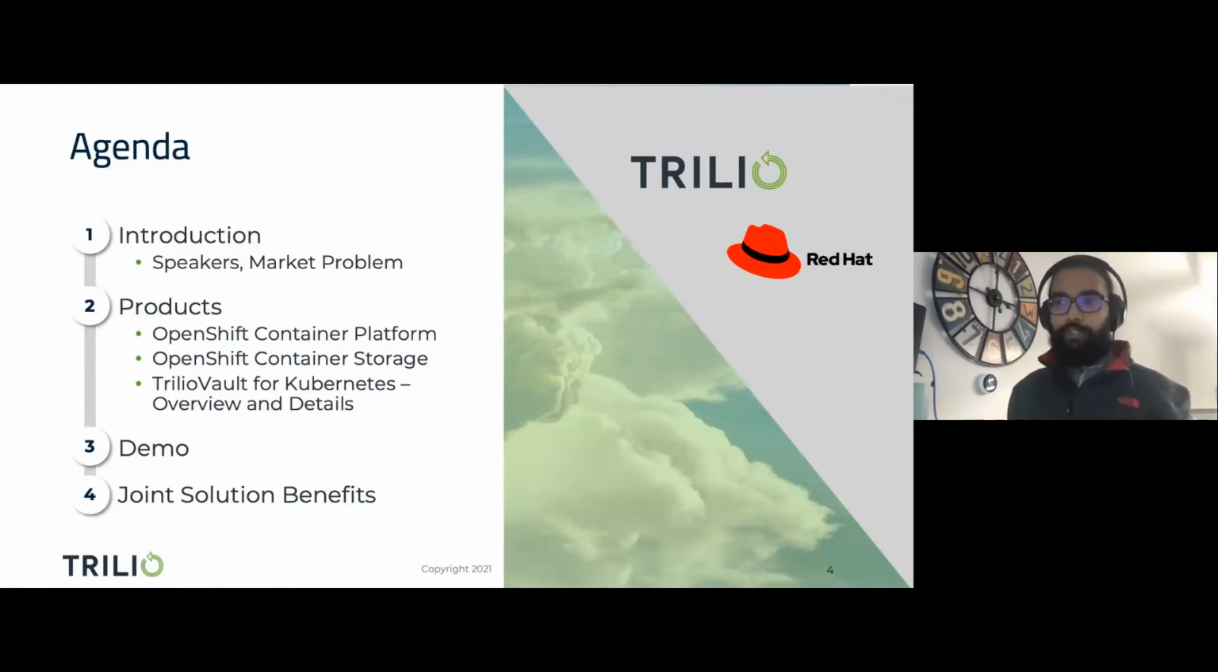After which, we will be doing a deep dive into TrilioVault for Kubernetes, talking about all the different features that are available and how TrilioVault achieves cloud-native data protection. After that, Annette will be doing a demo showing a cross-cluster migration of an application between 2 OpenShift environments. And then finally, we will wrap it all up by talking about the benefits of this collaborative solution that has been built by Red Hat and Trilio together.